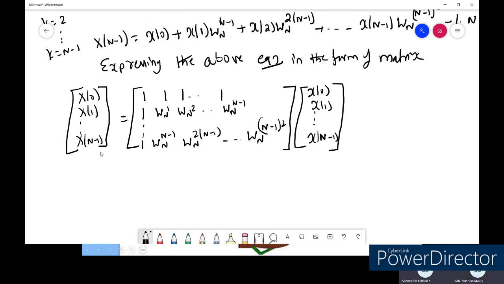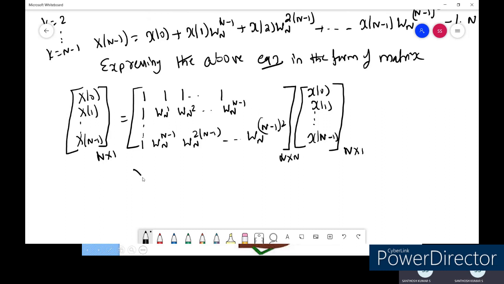So this equation is a matrix of the order n cross 1, and this is a matrix of the order n cross n, and this is n cross n, so that when you take the matrix multiplication, the resultant order will be n cross 1. So this equation expresses the DFT as a linear transformation, in terms of the set of linear equations we expressed here, and we got this as the matrix method of finding the DFT of the given sequences.